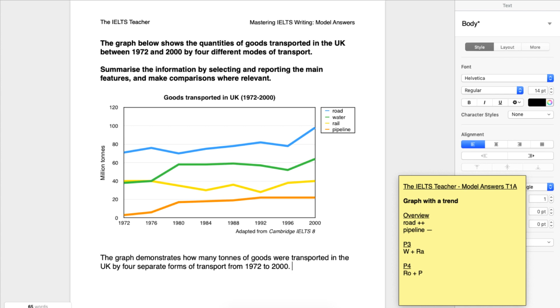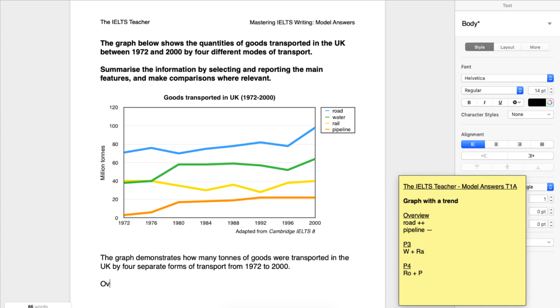Okay, now that's the introduction done. Let's just read that out to get a good idea of it. The graph demonstrates how many tons of goods were transported in the UK by 4 separate forms of transport from 1972 to 2000. Nice and fluent. Let's move into the overview. Now, an overview should really begin with either an overall or an in general.